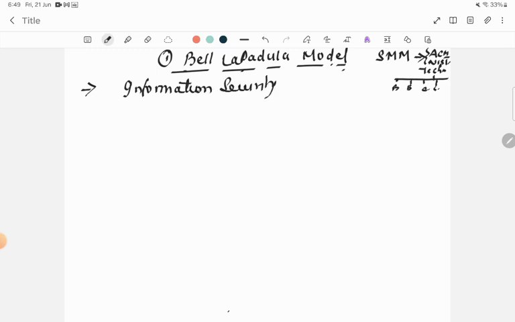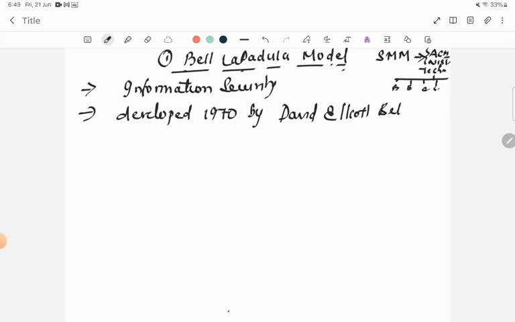This model was developed in 1970 by David Elliott Bell and Leonard J. LaPadula. So you can see this has been named after them.